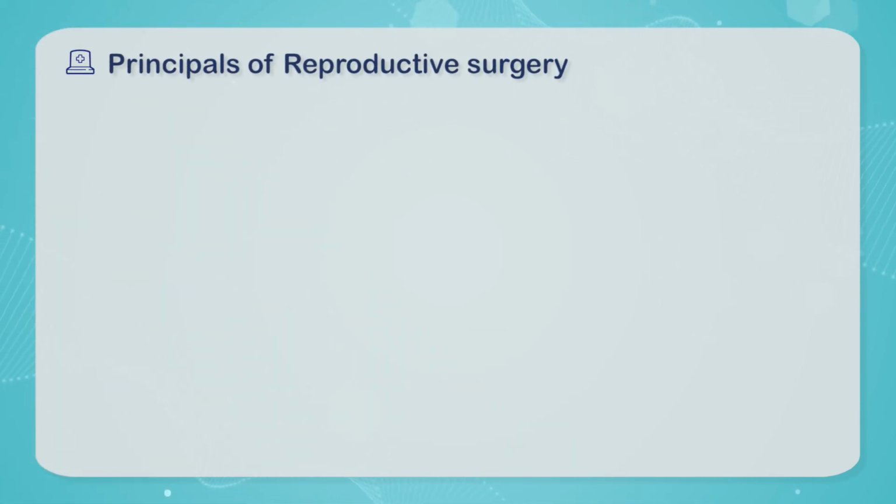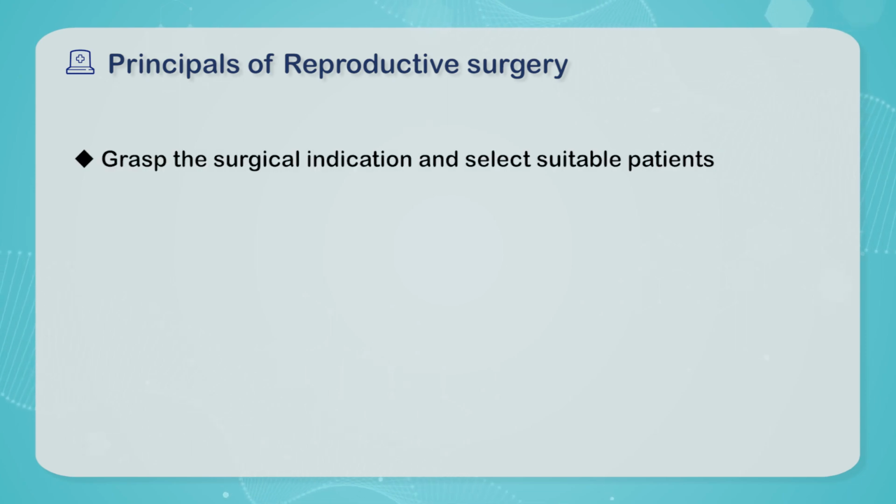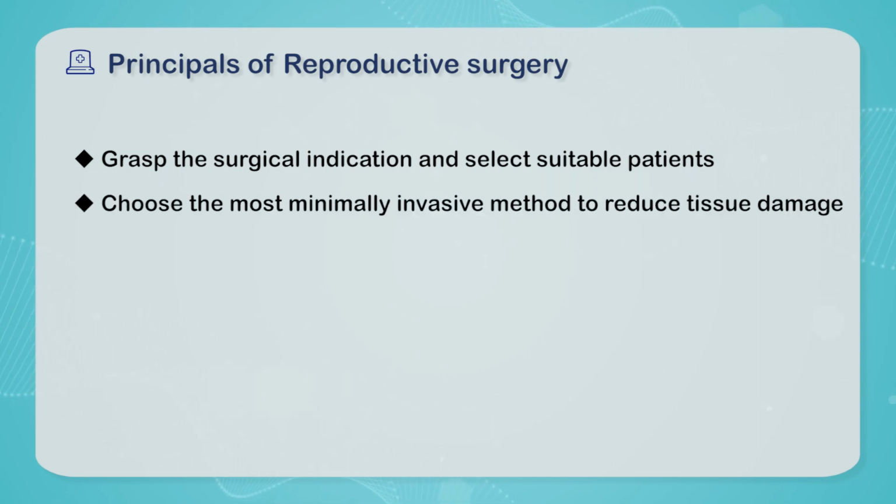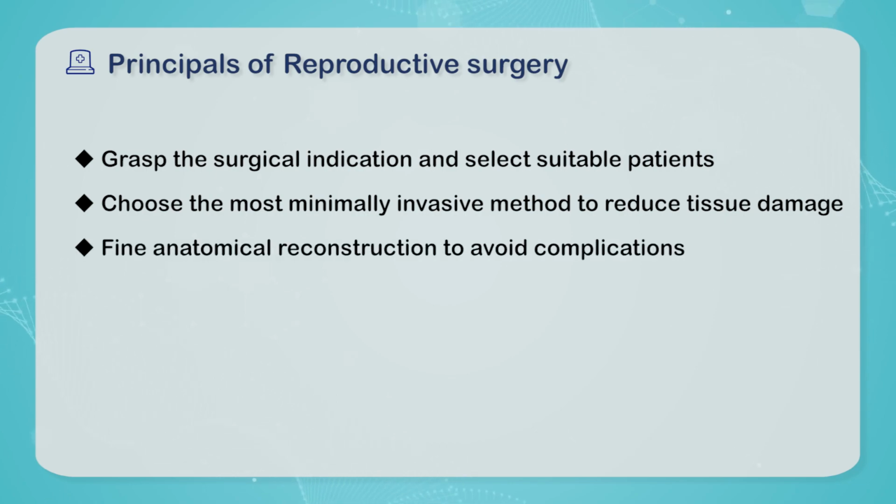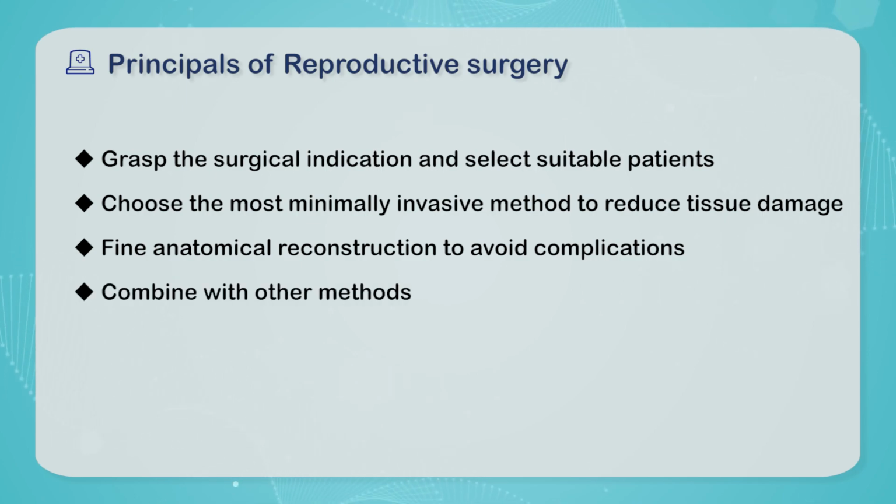The principles of reproductive surgeries include: grasp the surgical indication and select suitable patients. And then you should choose the most minimally invasive method to reduce tissue damage. Perform anatomical reconstruction to avoid complications. And you should combine with other methods and keep the fertility concept in mind.